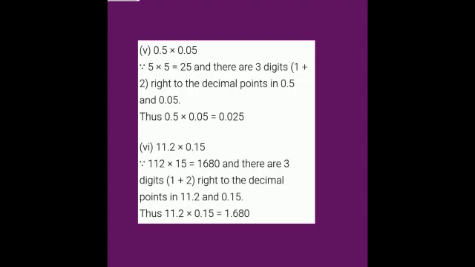Next, sixth subdivision 11.2 into 0.15. Now without any decimal points, we are multiplying 112 into 15, which is equal to 1680. Since there are totally three digits right to the decimal points in 11.2 and 0.15, thus 11.2 into 0.15 is equal to 1.680.